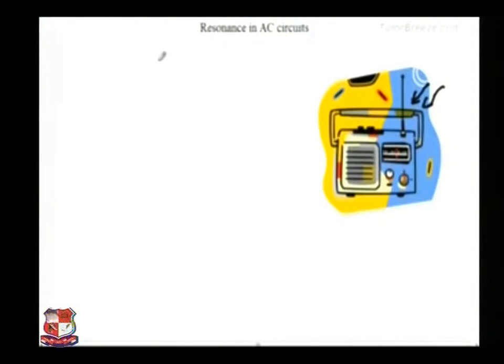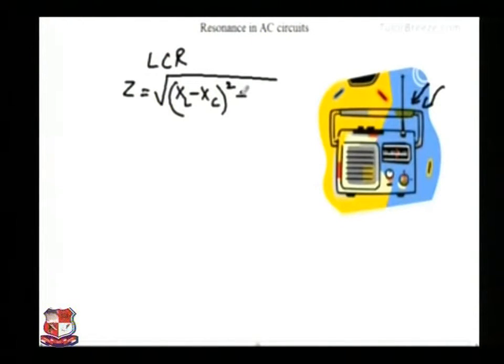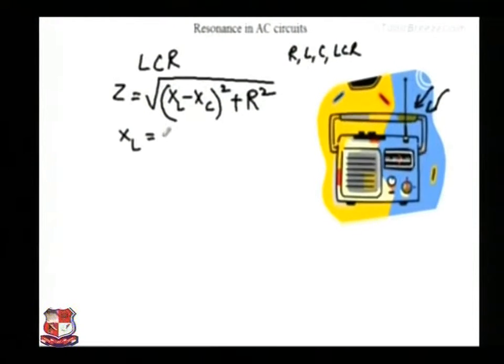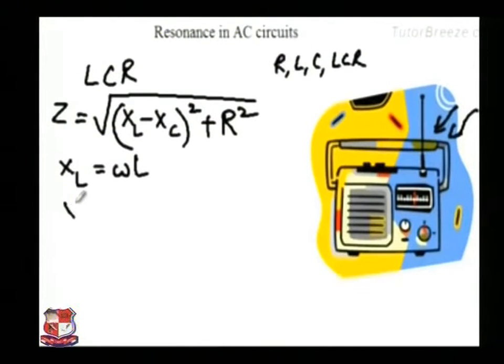If you recall, the impedance of an LCR circuit is given by Z equals square root of (XL minus XC) whole square plus R square. In case you are not familiar with this, I suggest you first go through the previous lessons, which are connecting an AC across a resistor, an inductor, a capacitor, and an LCR circuit, and then come back to this lesson. Now coming back to this, the inductive reactance XL is given by omega times L, and the capacitive reactance XC is 1 over omega C.